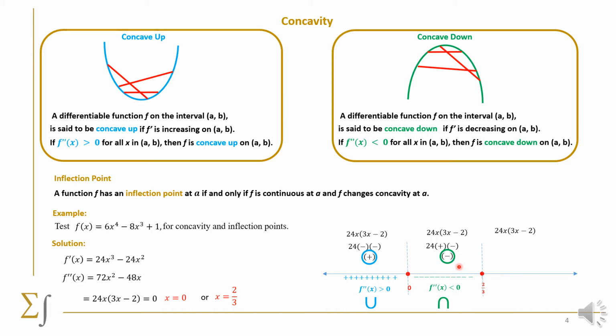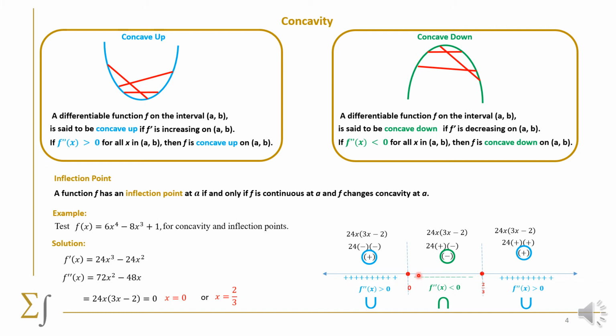concave down. Now we move to the third interval and we put our second derivative and we take any test point in this interval. Anything greater than 2 over 3, it can be 1, it can be 10, it can be 100. Whatever we plug in here, we get a positive here and a positive here. So we have 24 times positive, so the whole thing is positive. So we understand that the second derivative is positive for any x in this interval, which tells us that here the function is concave up.